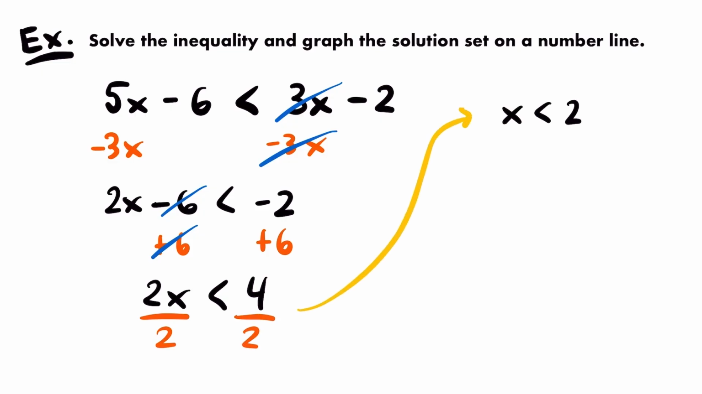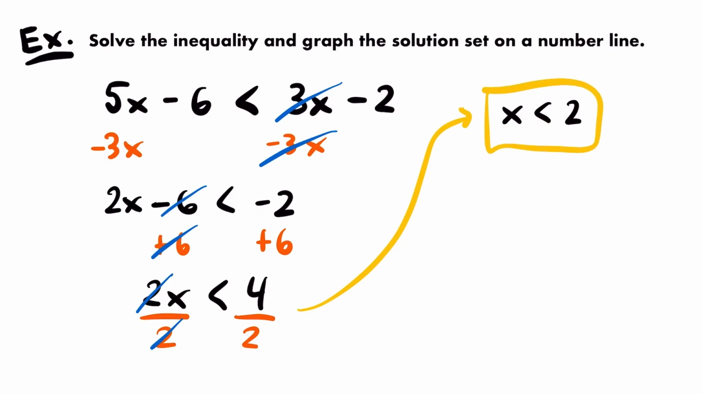So we'll divide both sides by 2, and our final result will be that x is less than positive 2. 2 divided by 2 is just 1. Those 2's cancel out, so you just have 1 times x, giving you x, and then x is less than 4 divided by 2, which is 2. And so x less than 2 is the solution set for this inequality.